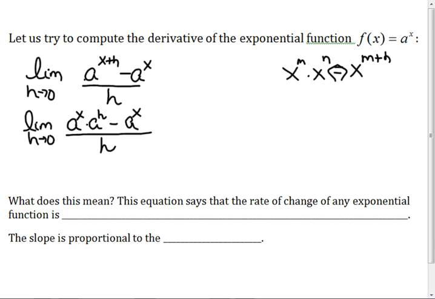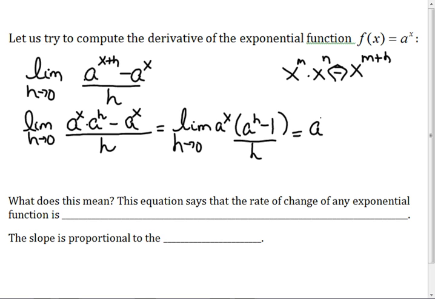Now, what can I factor out of there? A to the x. So it's the limit as h goes to 0 of a to the x, and I'm left with a to the h minus 1 over h. Now, does h apply to the a to the x? Does h affect a to the x? No. So it's times the limit as h goes to 0 of a to the h minus 1 over h.